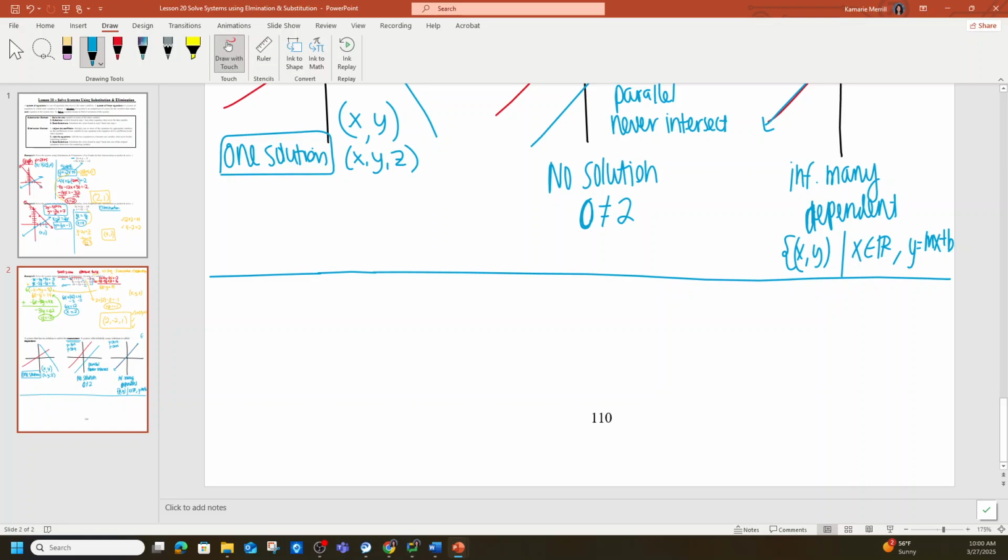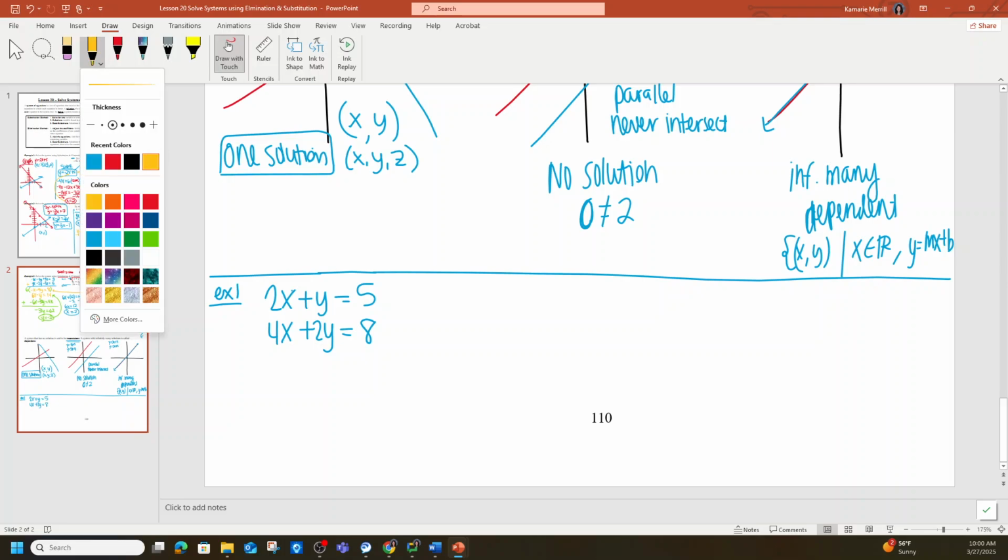Okay, here's an example of one. Let's go 2x plus y equals 5, and then 4x plus 2y equals 8. Let's just do elimination, since that's where we're leading to with matrices anyway. You have to know substitution for nonlinear systems, so it's not like substitution is not a good method. You have to know it, but you'll see it again during nonlinear systems.